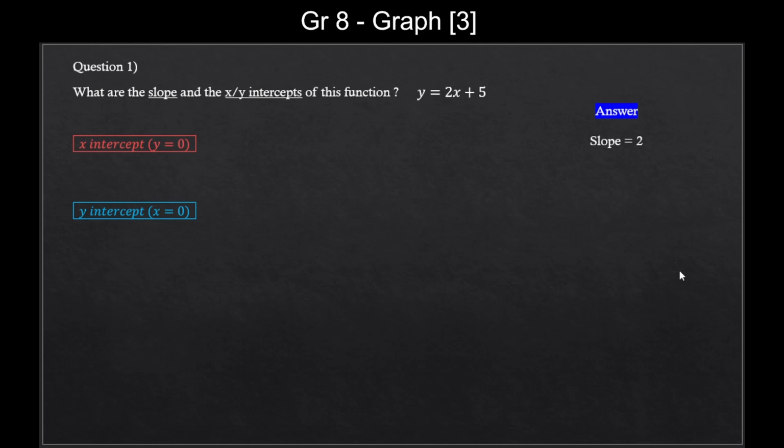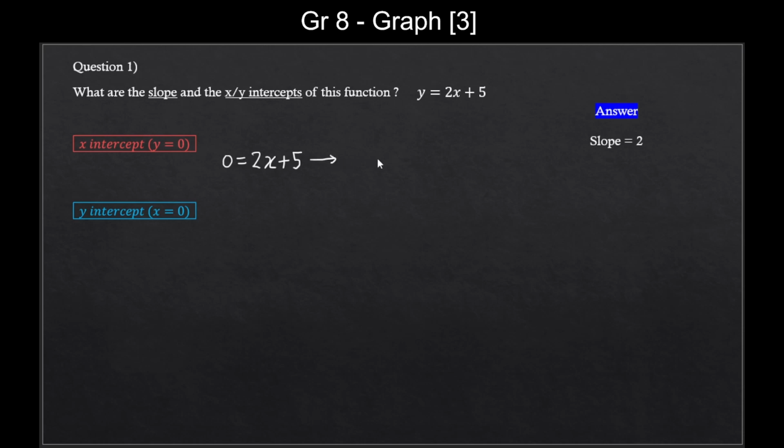Now, how can we find the intercept? As I just said before, x-intercept is when the y-coordinate is 0, which means the height is 0 on the graph, and the dot is touching the x-axis. So, if we plug in y equals 0 to the function, it's going to be 0 equals 2x plus 5, because y equals 0.